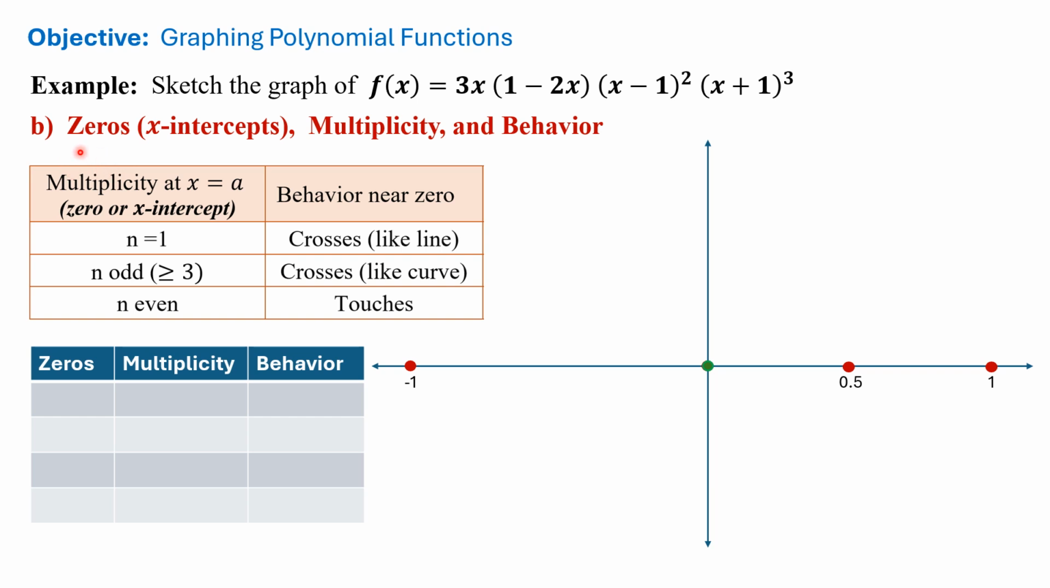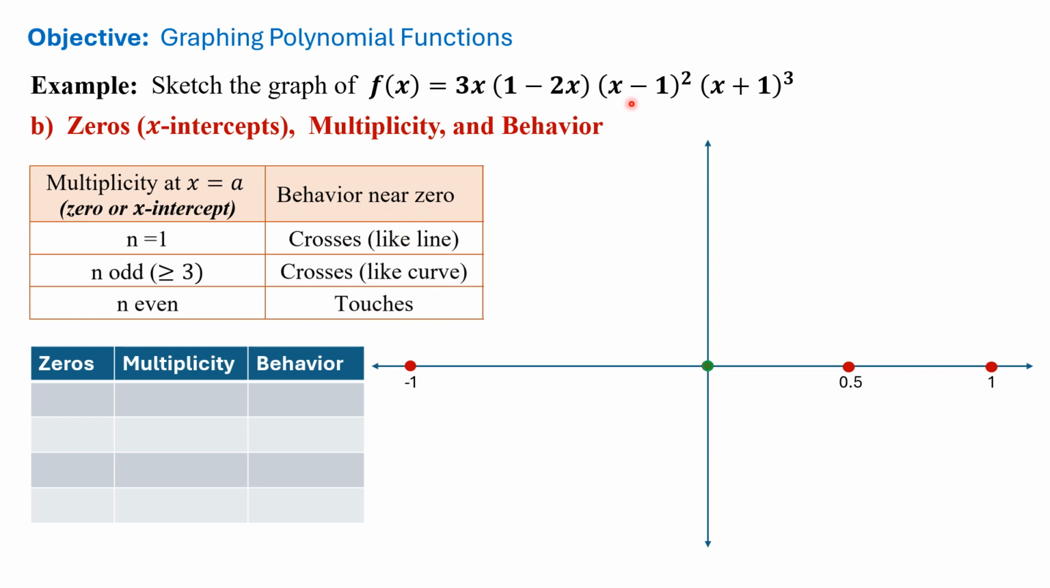The next step is finding the zeros or x-intercepts, their multiplicity, and their behavior near the zeros. Multiplicity is the power of each factor. If the multiplicity is odd, then the behavior of the function near 0 crosses. So when it is 1, it crosses like a line. And if it is greater than or equal to 3, like 3, 5, 7, and so on, it crosses like a curve. But if the multiplicity is even, then the behavior of the function near 0 touches.